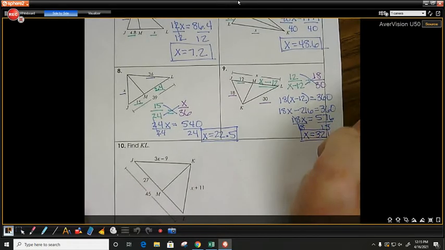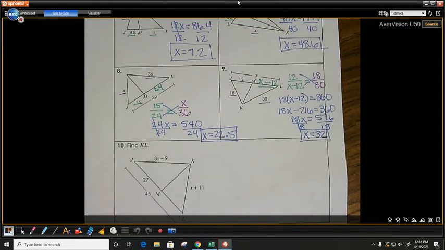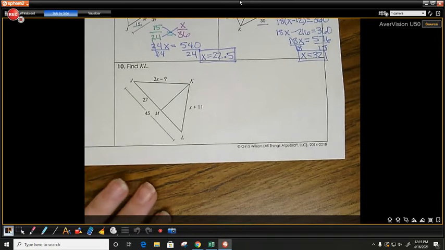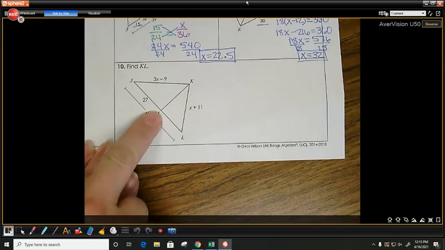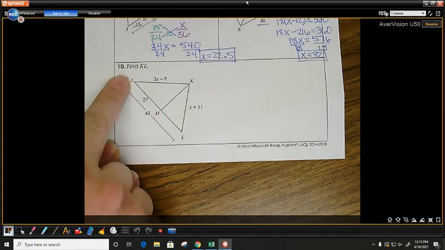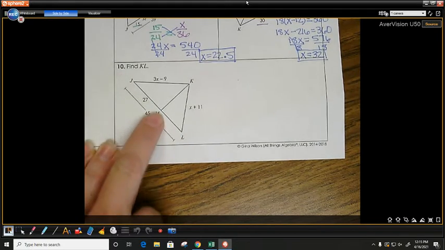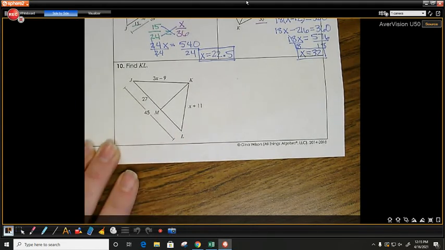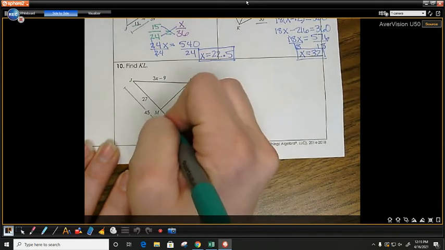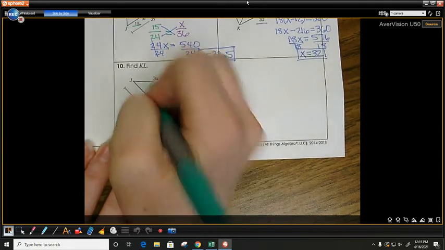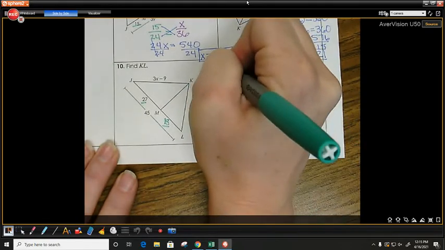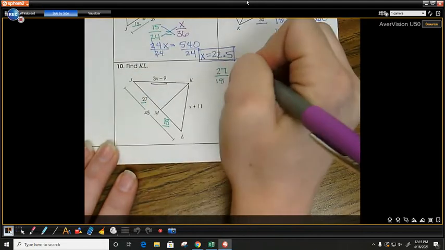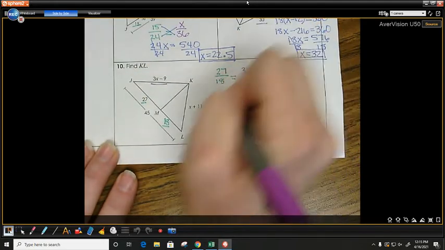Okay, now our last one, and then we're done for today. Okay, so it again tells me just JM, and I know the whole JL is 45, so I need to find out what ML is. So I'm going to do 45 minus 27, and that gives me 18. So I'm going to do 27 over 18 equals 3x minus 9 over x plus 11.